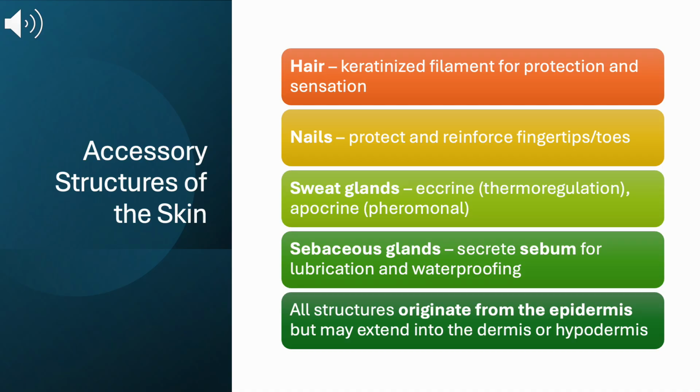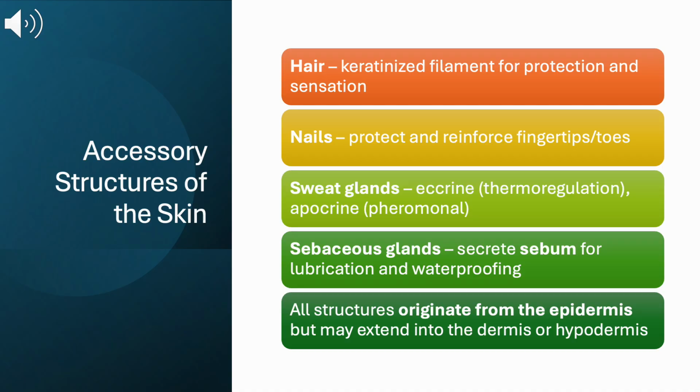Sweat glands are also epidermal in origin and include two types: eccrine-merocrine glands, which are distributed across the skin and function in thermoregulation, producing a watery sweat that cools the body; and apocrine glands, which are associated with hair follicles in specific regions, like the armpits and groin, and secrete a thicker substance that contributes to body odor after bacterial breakdown.